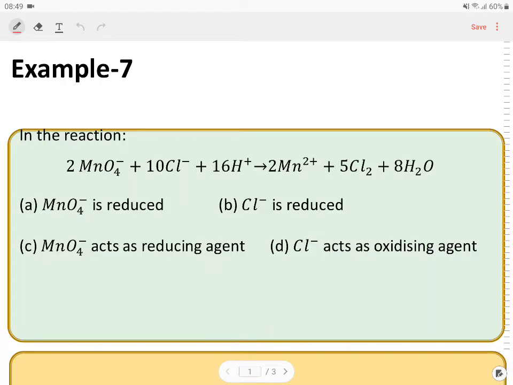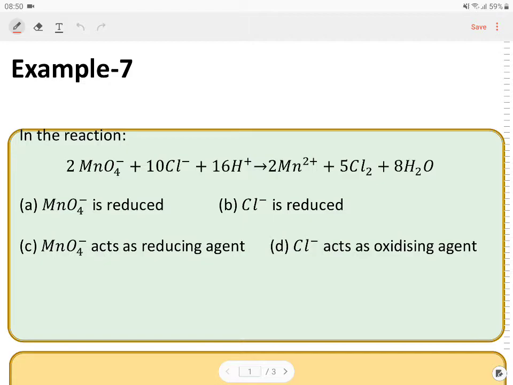Hello. So today let us learn how to solve this question. This is the simplest question, but still, most of the students will get confused in this. They've given a redox reaction. You must choose the correct option. See, look at the options given.